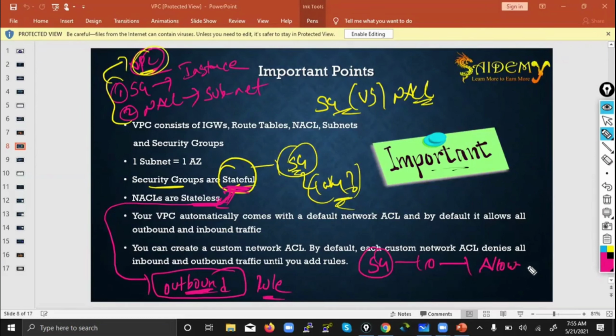all traffic is allowed. Yes or no? What did we discuss yesterday only? The cinema theater example. We don't keep anyone checking the ticket at the exit of the theater. We keep it only at the entrance.